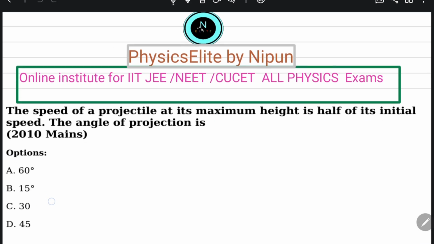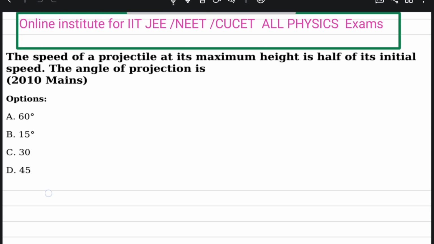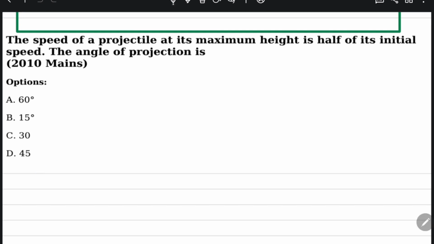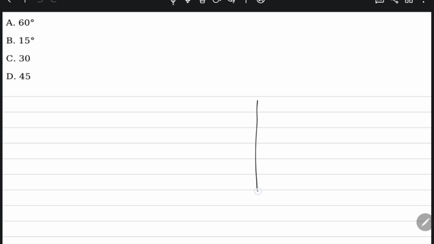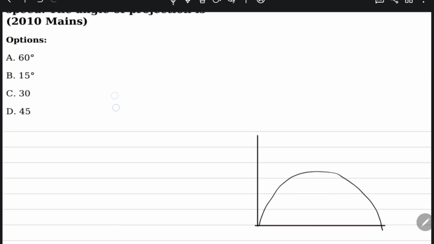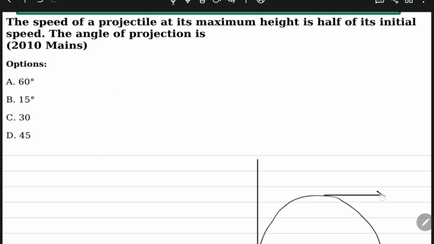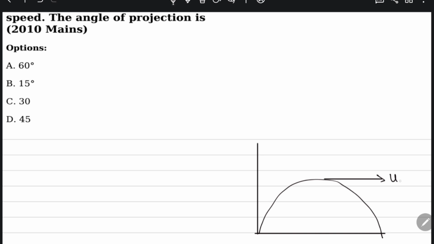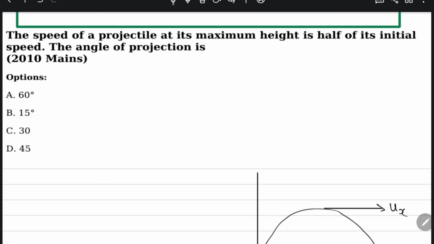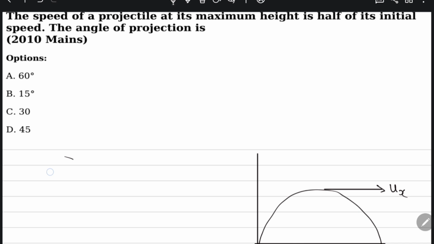The speed of the projectile at its maximum height is half of its initial speed. Then they're asking the angle of projection. And we know that at maximum height only horizontal velocity is there, that is ux. The speed of the projectile at its maximum height is half of its initial velocity.